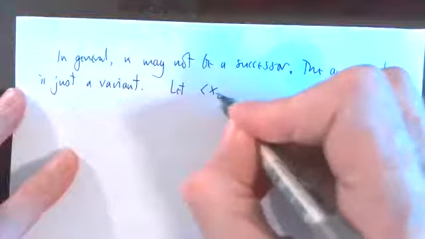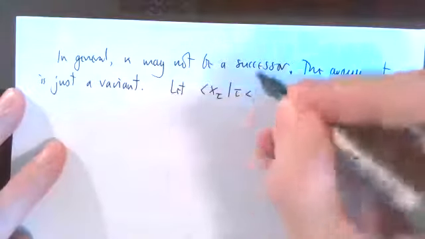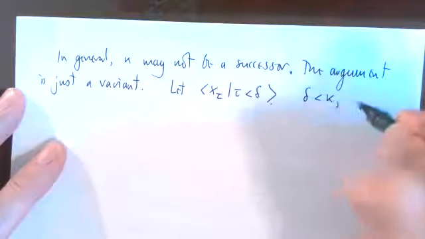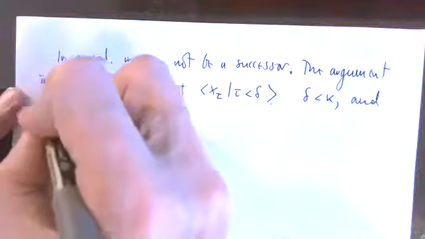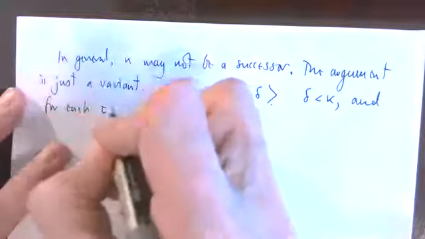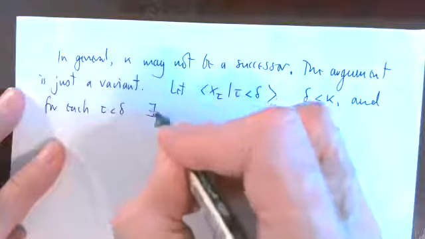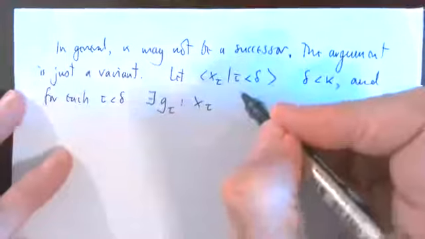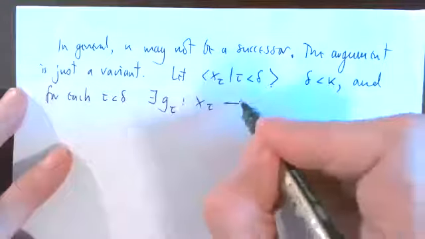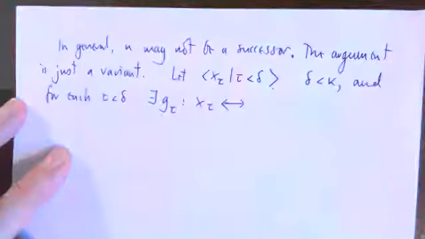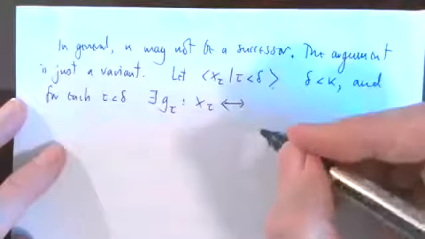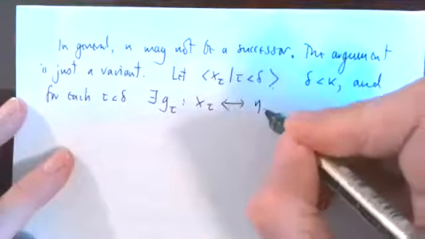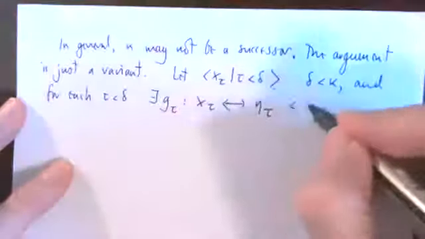So now I've got this set here for tau less than some delta. And I know that delta is less than kappa. And for each tau less than delta, there is g_tau that takes X_tau here, bijective with some cardinal. What shall I call it? Eta_tau here, and that's also less than kappa.